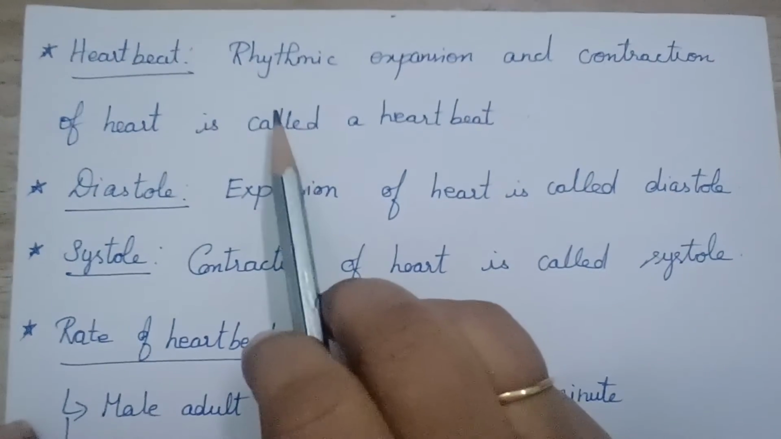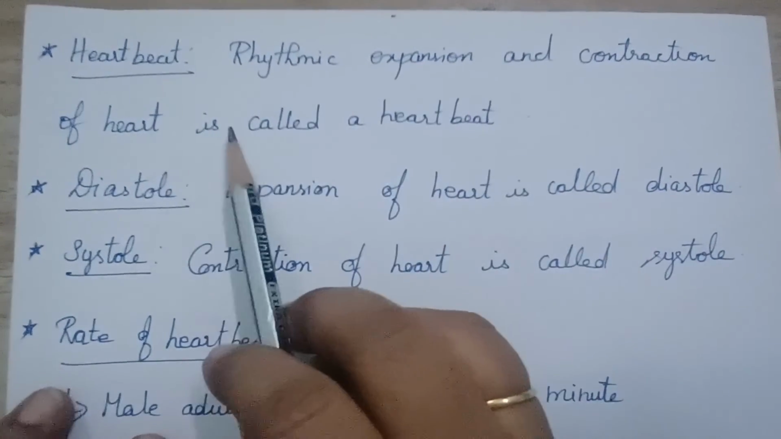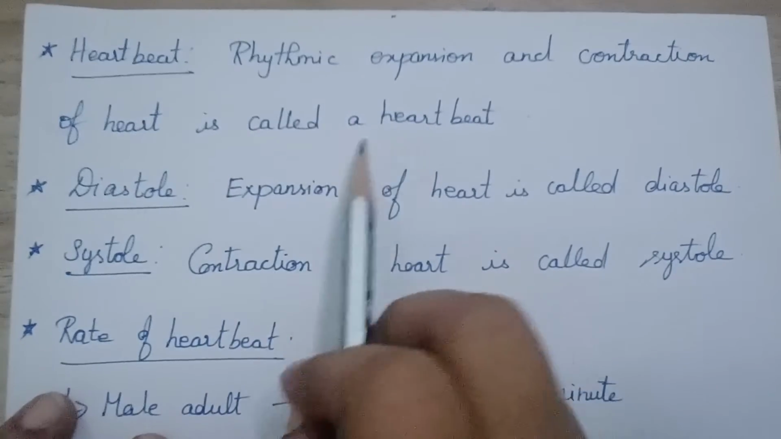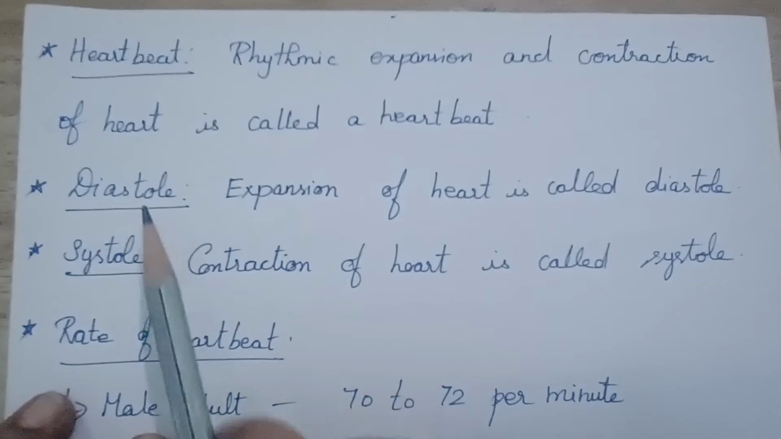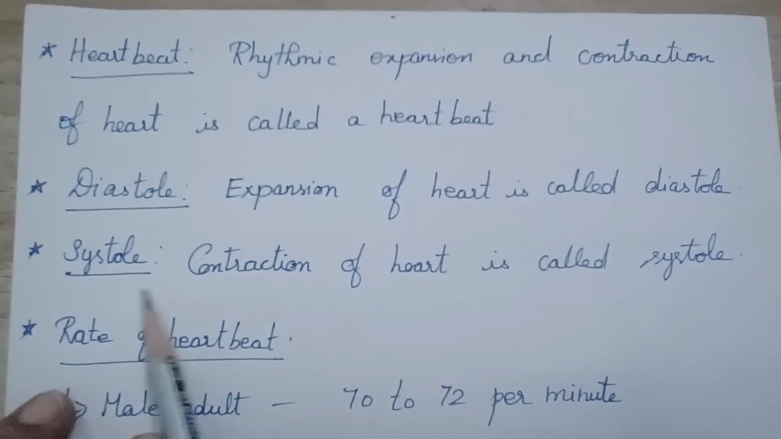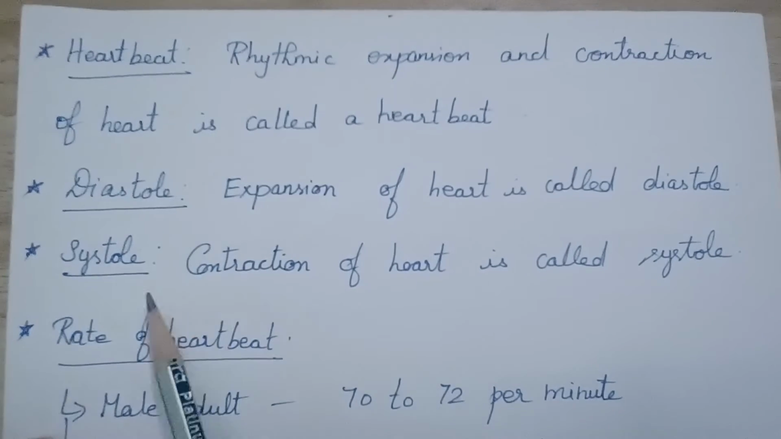First one is the heartbeat. Heartbeat is nothing but the rhythmic expansion and contraction of the heart, okay? The expansion of the heart is called diastole. The contraction of the heart is called systole. Expansion is called diastole and contraction is called systole.